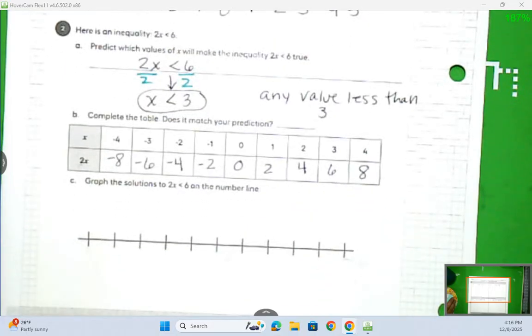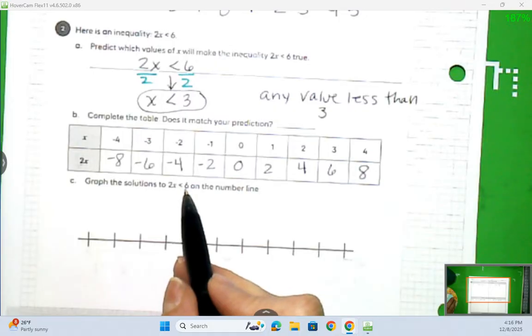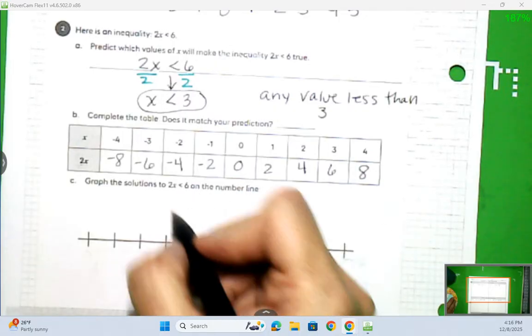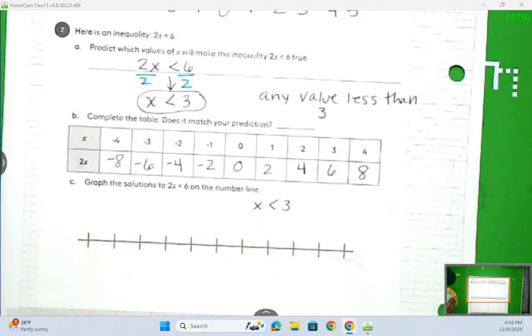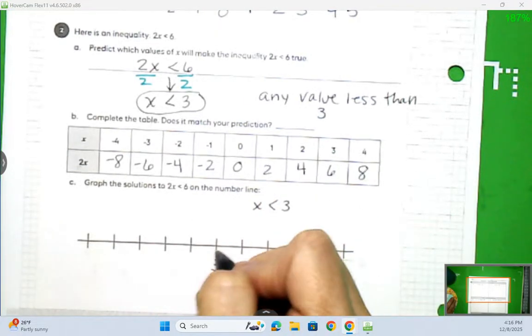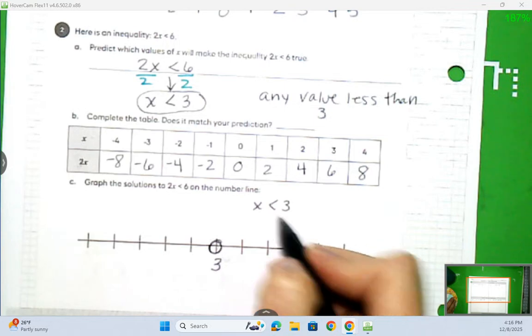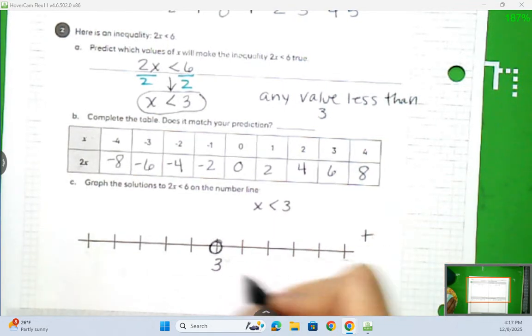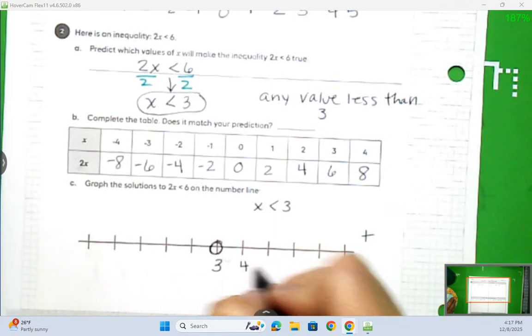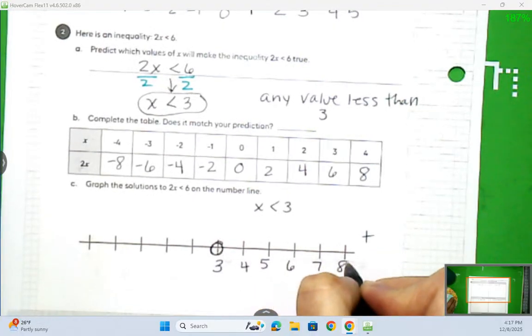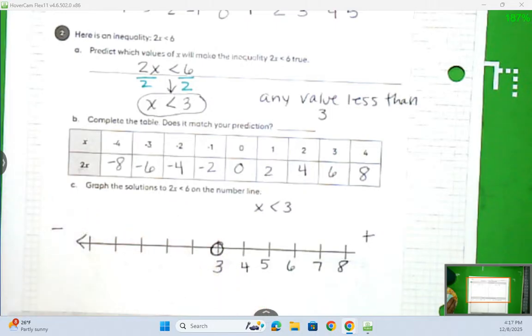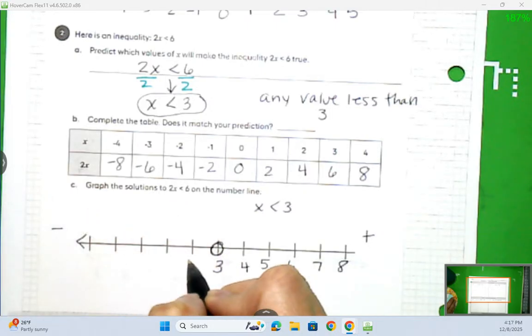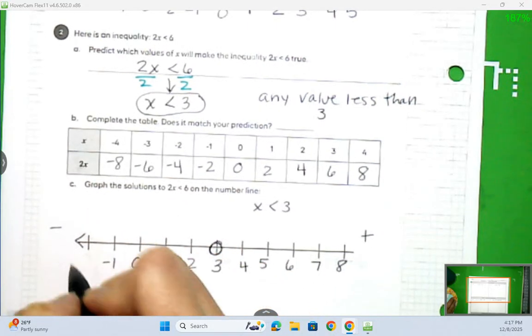Okay, we're supposed to graph that solution of 2x is less than 6 on the number line, which we figured out was x is less than 3 from the previous work up top. So we're going to put 3 in the center. We're going to have an open circle at 3 because there's no equal sign to it. Over to the positive direction, we're going to add 1 going to the right to complete our number line. Over to the left, or towards negative infinity here, we're going to subtract 1. So 3 minus 1 is 2, 1, 0, -1, -2.